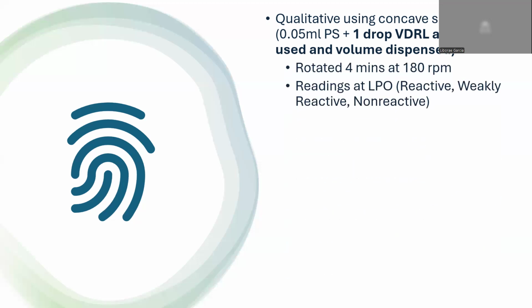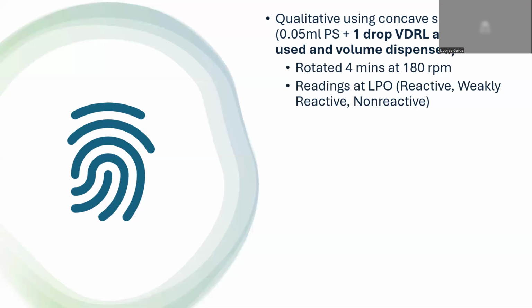So after that, you rotate it, mechanical rotator at 180 RPM for 4 minutes. Then you read it under the microscope in the LPO. So you have the reactive, weakly reactive, and non-reactive reading. If it's reactive, medium to large clumps with few or no free antigens can be seen. If you can recall, if your antigen is mixed with saline, there is uniform size of rod particles.